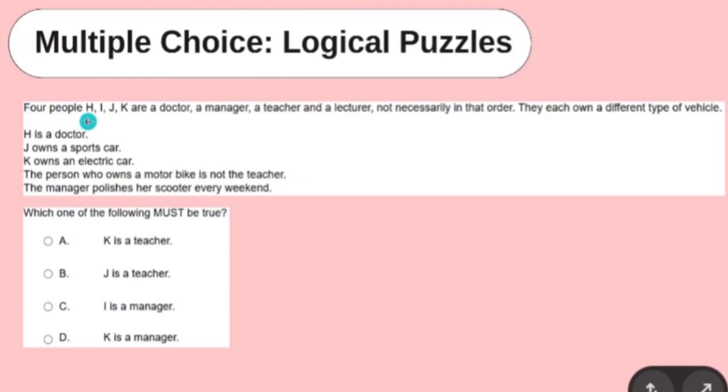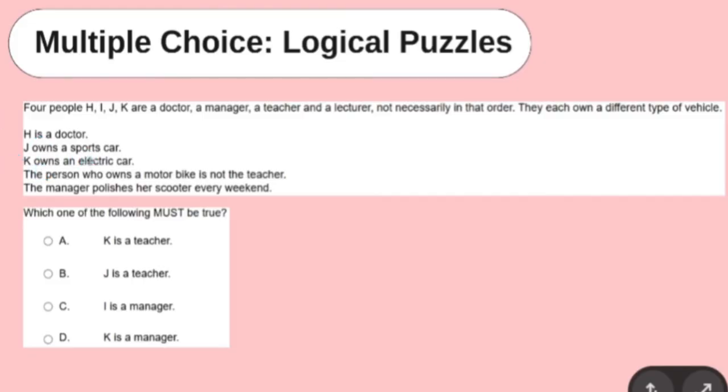So we've got four people given to us by letters H, I, J, and K. They are a doctor, a manager, a teacher, and a lecturer, not necessarily in that order. Okay, that's good to know. They each own a different type of vehicle. So we know it's about jobs and vehicles. We know H is a doctor, so I'm just going to write H is D, because for me that stands for doctor. J owns a sports car.